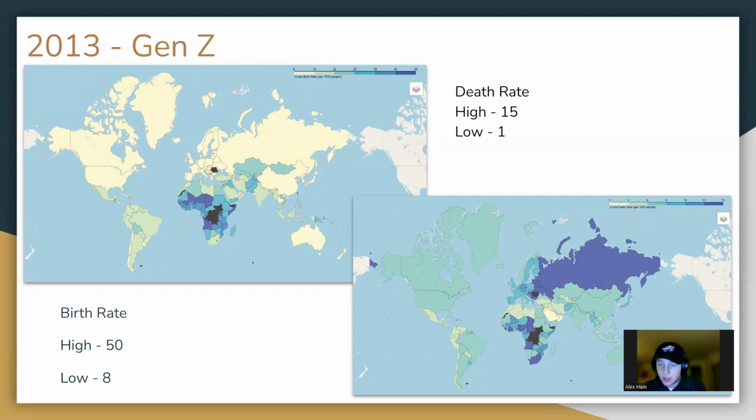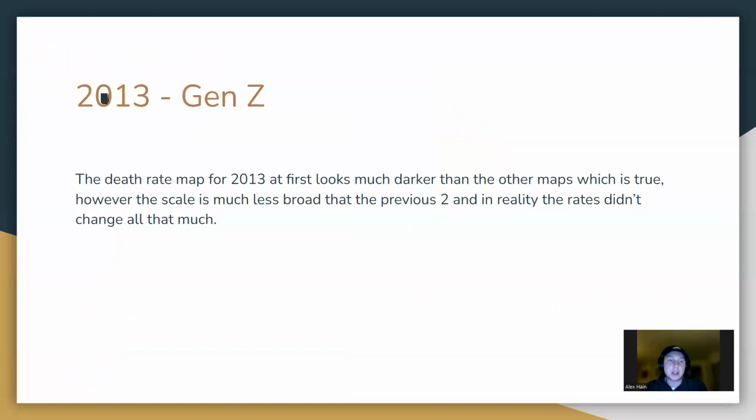And so, even though you've got a lot more darker shaded countries, you might think the death rate is higher, but if you'll notice, the high is only 15. And so those countries being darker doesn't necessarily mean that their death rates have increased since previous generations. It's just that the overall rate around the world is decreasing.